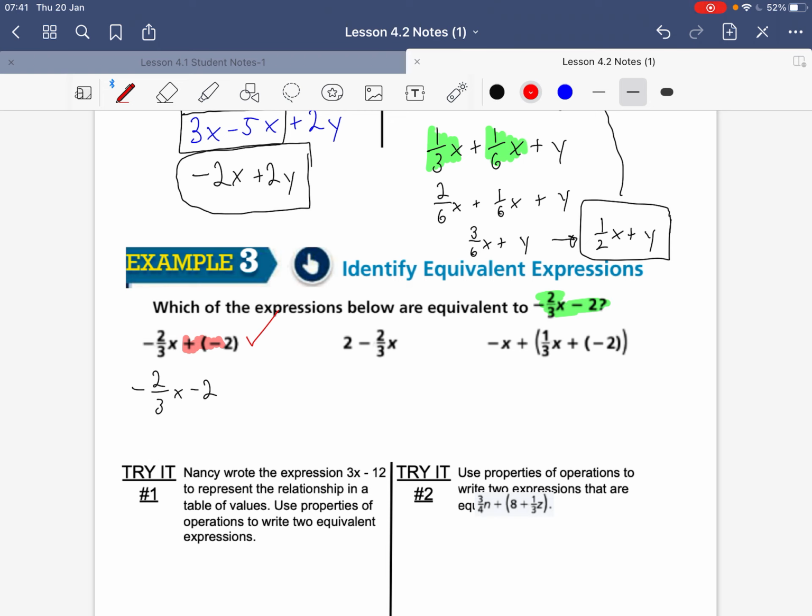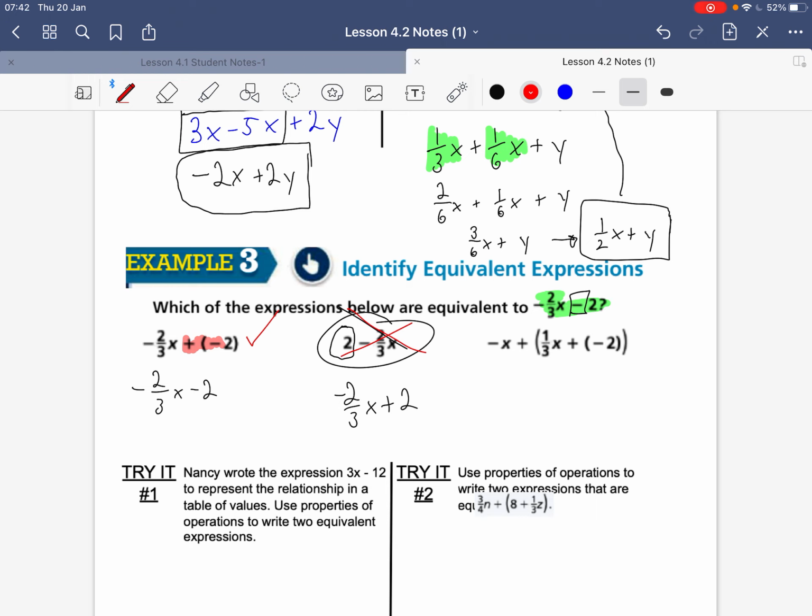What about the second one here? Is the second one equivalent? Well, let's rewrite it. Negative 2 over 3x. Is this a positive or negative 2? It is a positive 2. They are not equivalent because here we had a negative 2, so it is not equivalent.